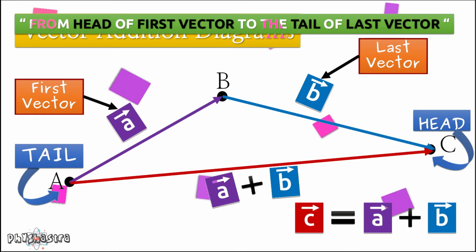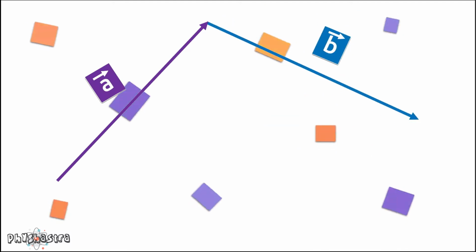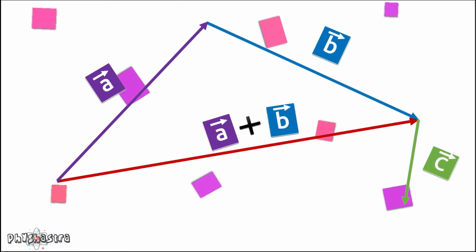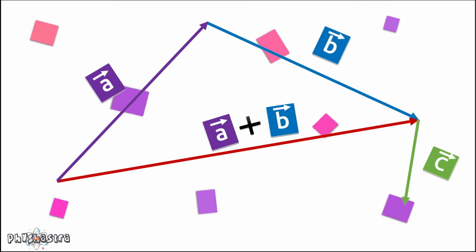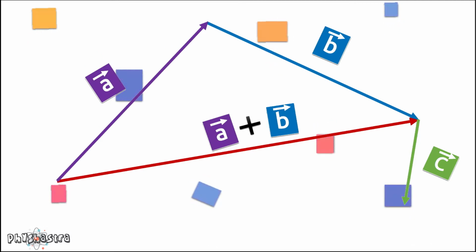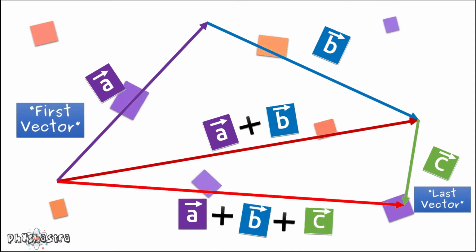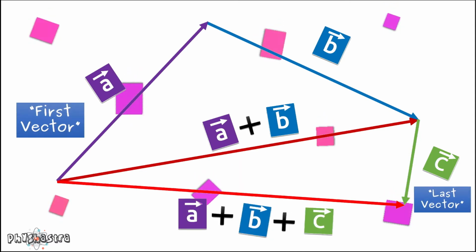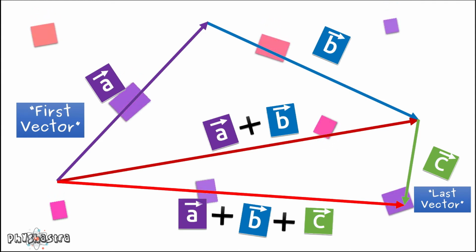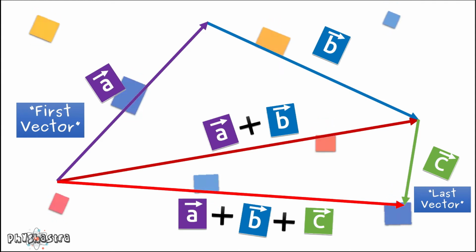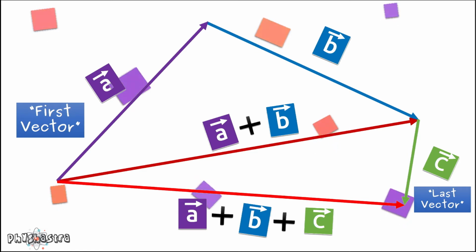Now let us try for three vectors. We add the existing diagram with the C vector. Then again the sum of the vectors A, B and C will be the vector extending from the tail of the first vector to the head of the last vector C. As long as the resultant or sum vector extends from the tail of the first vector to the head of the last vector.